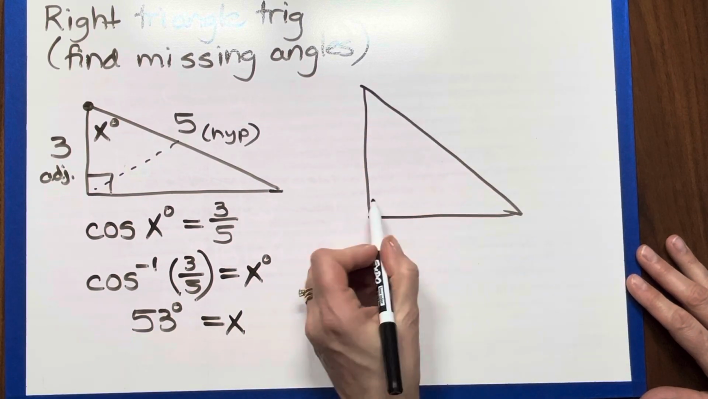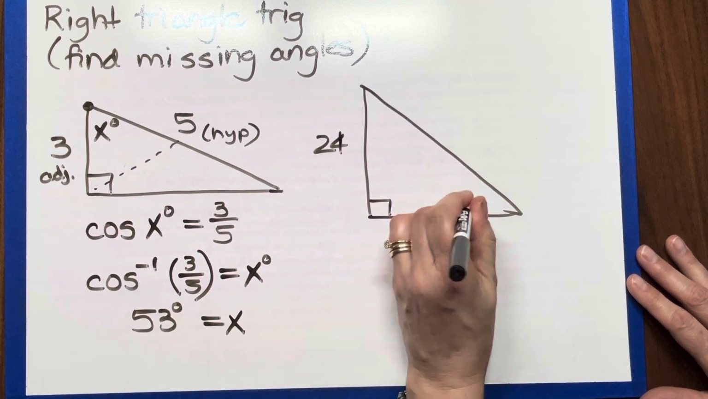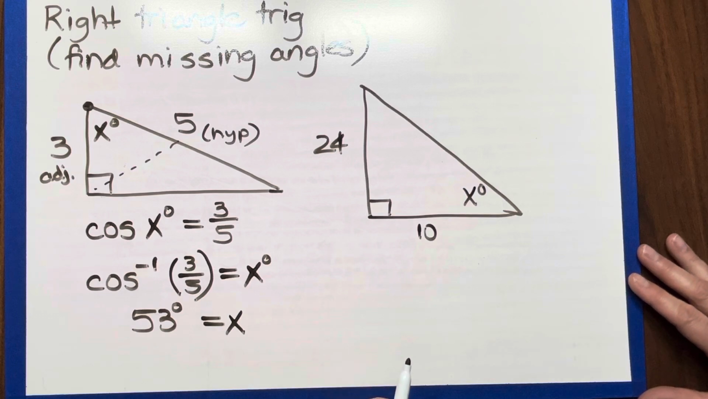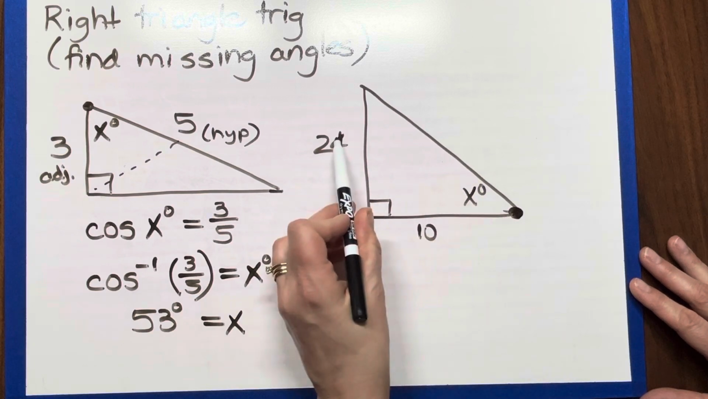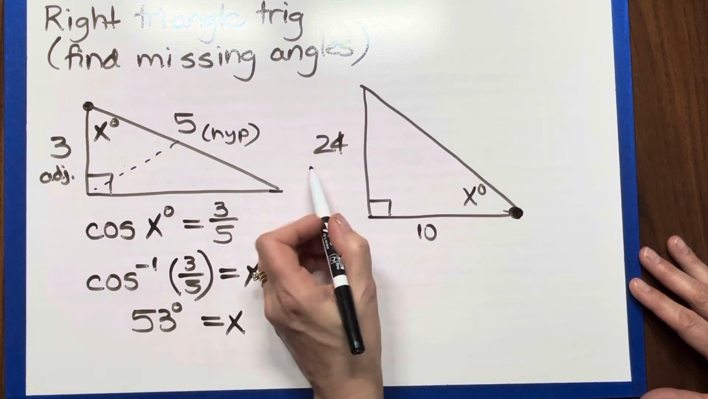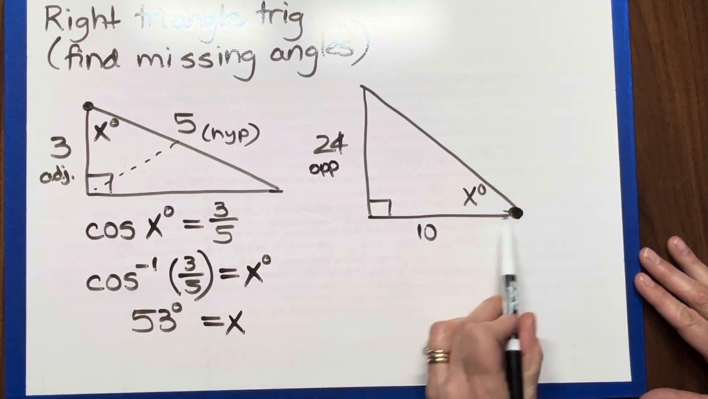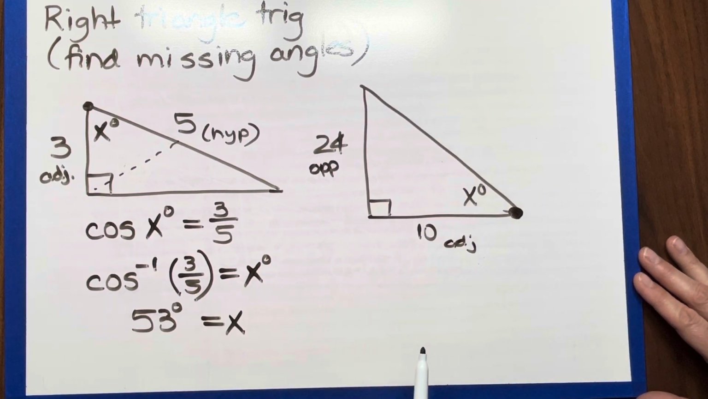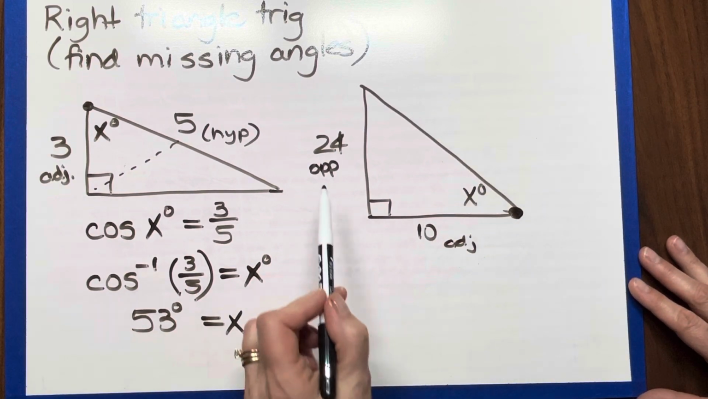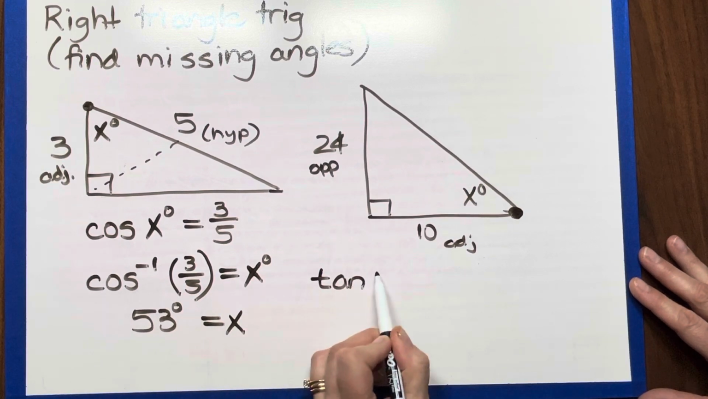So here is our right triangle. We have a side that's 24. We have a side that's 10. And here is our unknown angle down here that we would like to figure out. So we're standing here at this angle looking out. I notice that 24 is across from me. That's my opposite side. The 10 is right next to my angle, so that's my adjacent side. I'm not using the hypotenuse for this one. So opposite and adjacent tells me I need to use the tangent function.